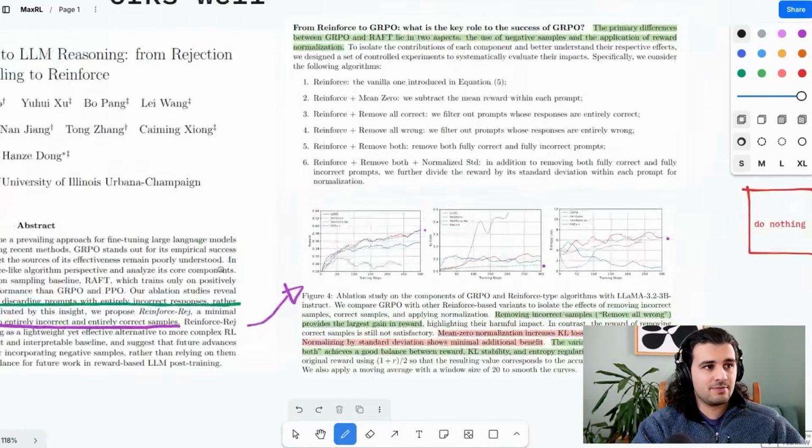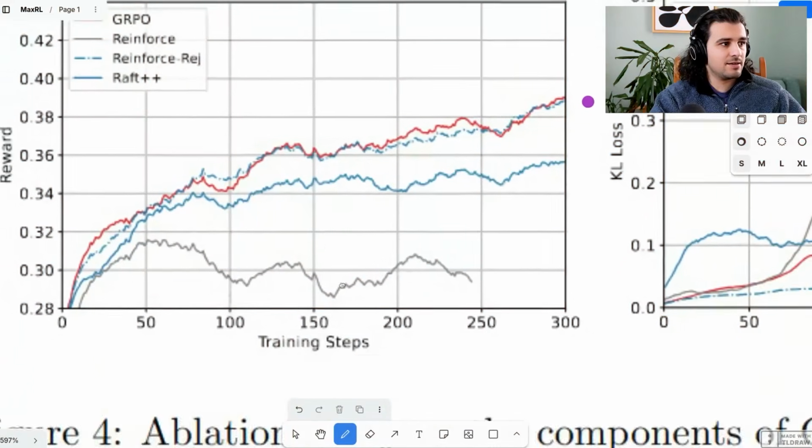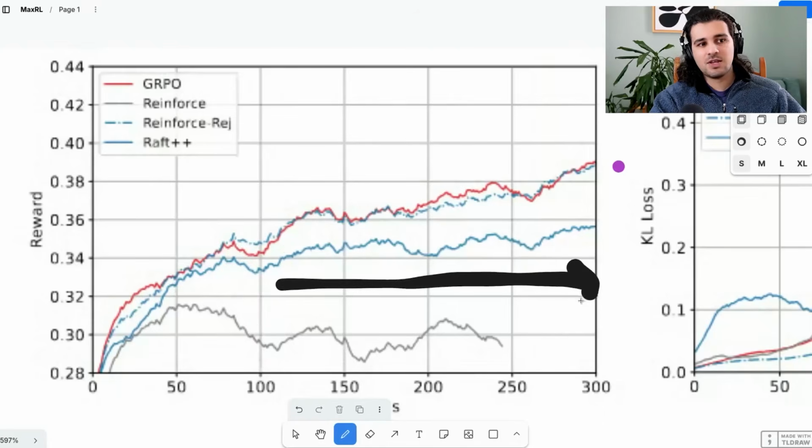And if you do that, they actually did a whole battery of tests here. But if you do that, reinforce is in gray here, and it kind of sucks. And then the RAFT is here, right? It's kind of good up to here, and then it's not that great. And the reason it's not that great is that it's not learning from the negative signal, because you always remove the negative ones. You only keep the positive.